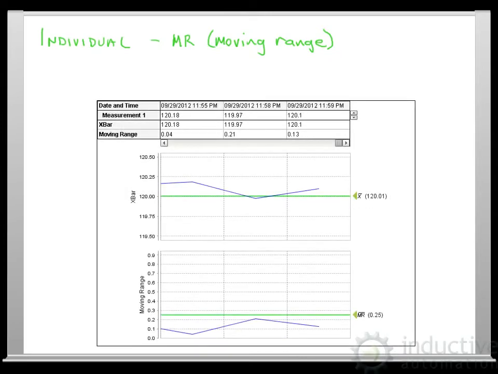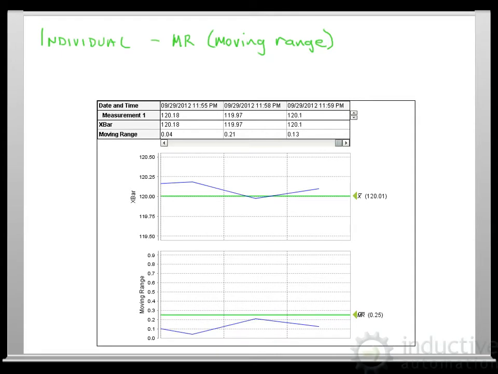Now we're going to take a look at the individual control chart. And it typically has associated with it what's called the MR, or moving range. And as we can see, it's very similar to the X-bar R chart.